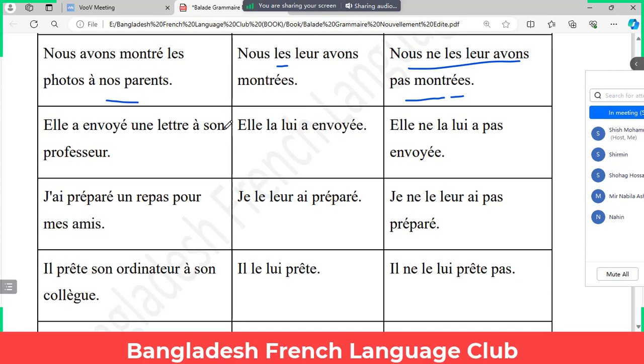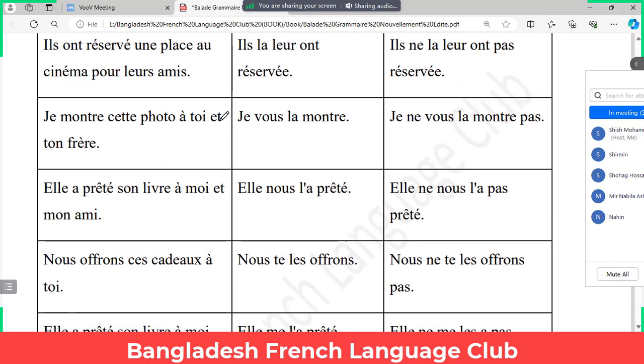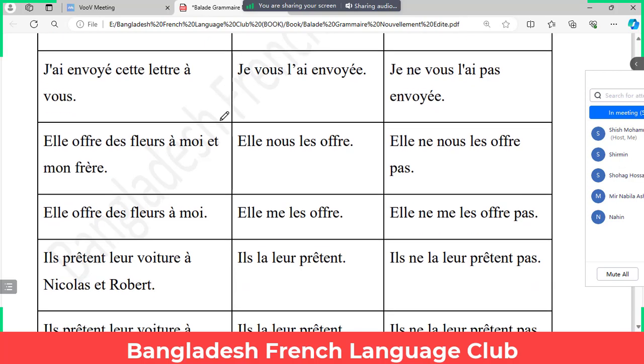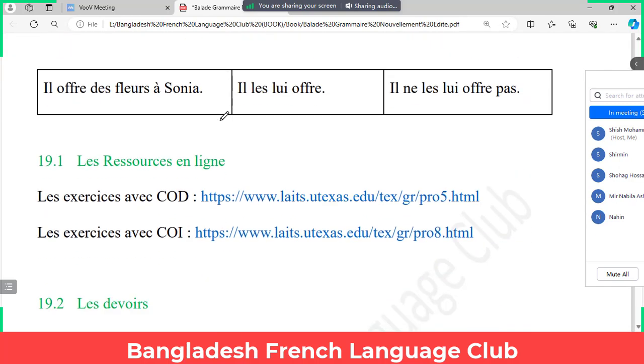Okay, so the same way, the rest of them are here. I'm just looking for another thing. Does it exist here or not? So there are a lot of them. You can practice.